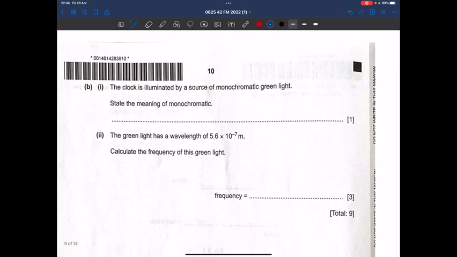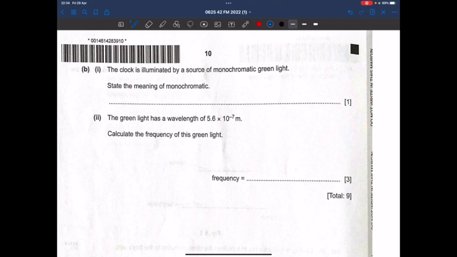The last part in the question, they said, the clock is illuminated by a source of monochromatic green light. State the meaning of monochromatic. You know, we have monochromatic, dichromatic, tetrachromatic, or multichromatic. The word mono means one, so I could say here, it is a ray with a single frequency and single color.